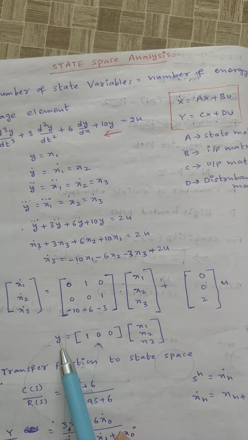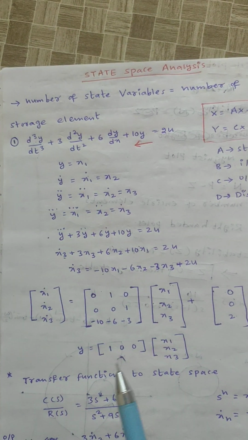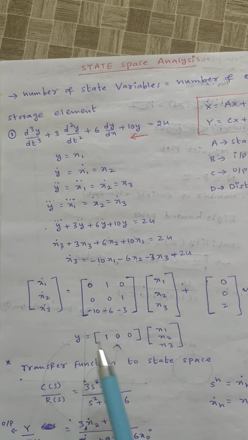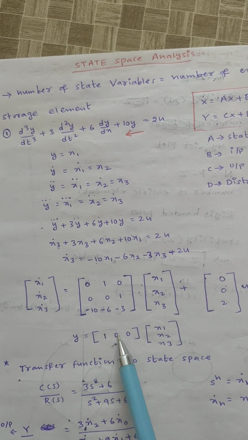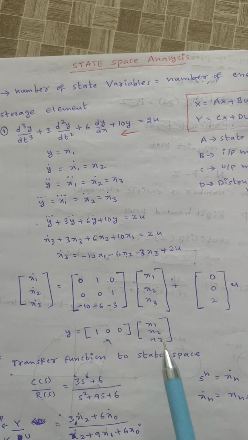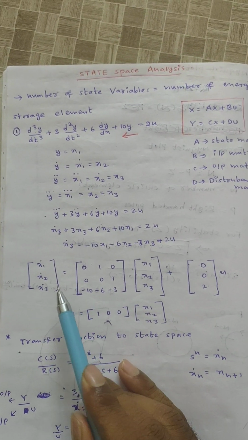Okay, next, output y is equal to only x1, right? Based upon the first assumption, y is equal to 1 into x1, only x1. The remaining terms are 0 into x2, 0, and 0 into x3, 0. In this way we can form a matrix.